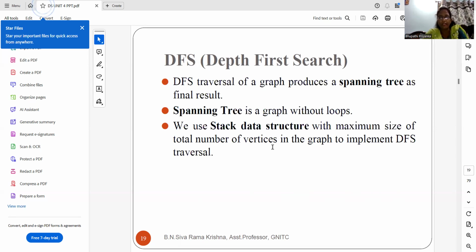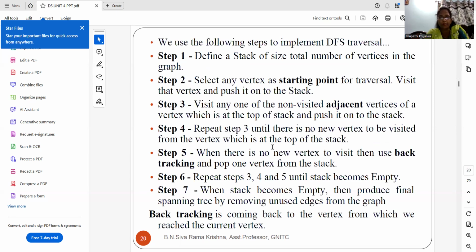We'll discuss DFS by using a simple example. We use the following steps to implement the traversal. Step 1. First, we need to define the stack of size total number of vertices. Next, step 2. We need to select any vertex as a starting point for traversal, visit that vertex and push that vertex into the stack. Next, step 3. Visit any one of the non-visited adjacent vertices of the vertex which is at the top of the stack, and push that vertex into the stack.